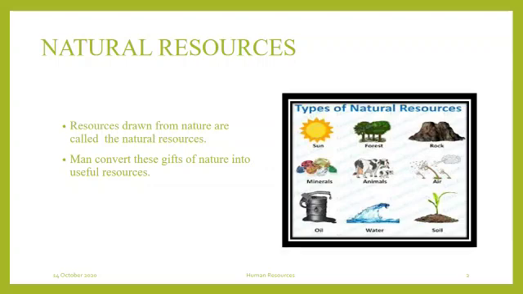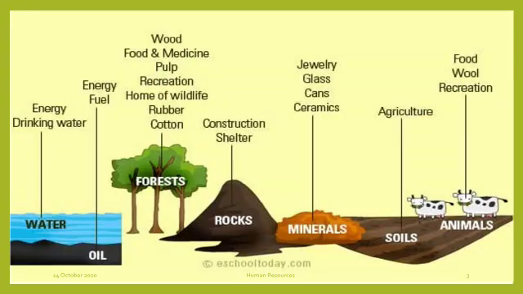Resources drawn from nature, or the things which we get from nature, are known as natural resources. And man converts these gifts of nature into useful resources. Once again, I'll repeat, what do you mean by natural resources? Things that we get from nature are known as natural resources. Now, you can see in this slide the different natural resources like water, oil, forests, rocks, minerals, soils and animals.